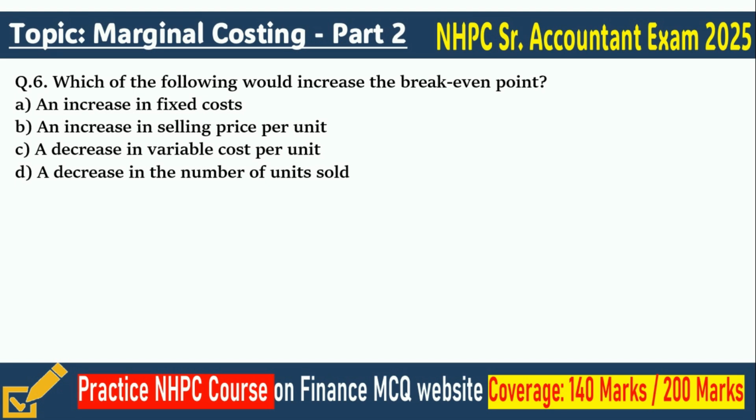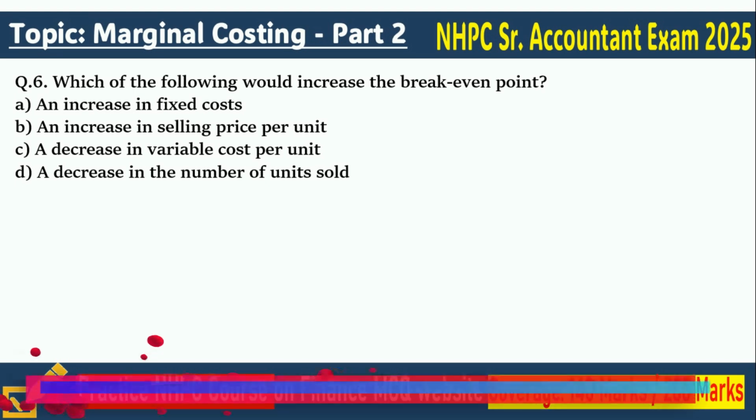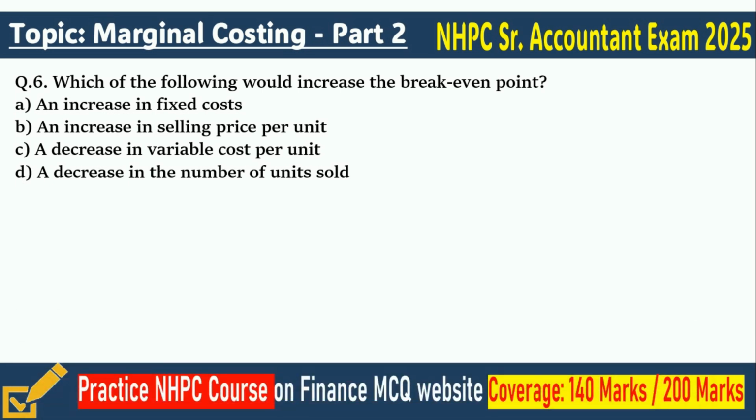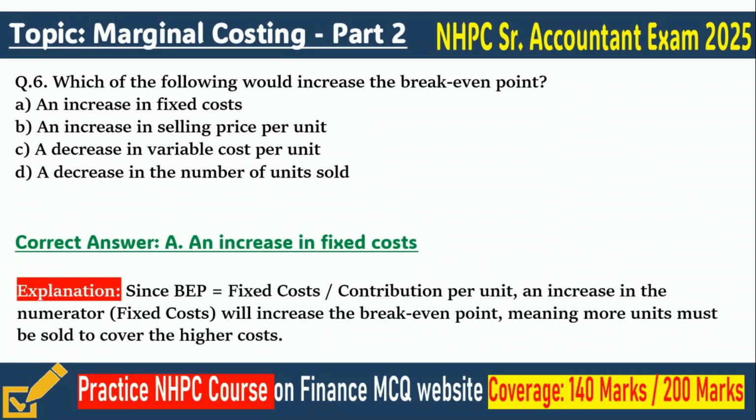Moving on, friends, next question. Which of the following would increase the break-even point? Option A, an increase in fixed cost. Option B, an increase in selling price per unit. Option C, a decrease in variable cost per unit. And last option, a decrease in the number of units sold. So friends, what should be the correct answer? Friends, correct answer is option A. That says an increase in fixed cost. So friends, BEP is fixed cost divided by contribution per unit. So an increase in the numerator, that is fixed cost, will obviously increase the break-even point. That means more units must be sold to cover the higher cost.